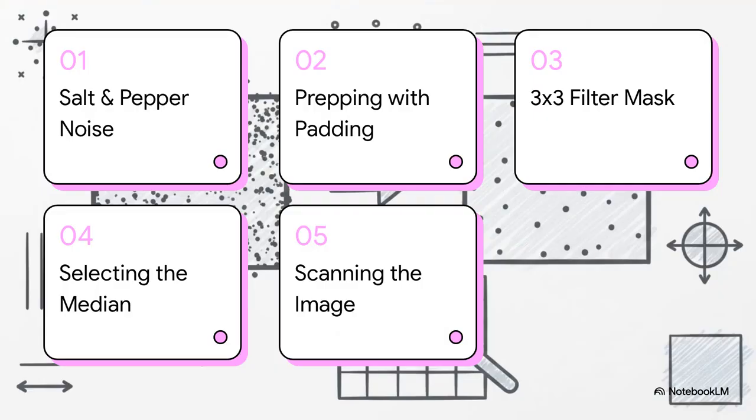Here's our roadmap for today's explainer. We'll start with 1, fixing salt and pepper noise. Then 2, prepping images with padding. 3, the 3x3 filter mask. 4, arranging and selecting the median. And finally, 5, scanning the entire image.